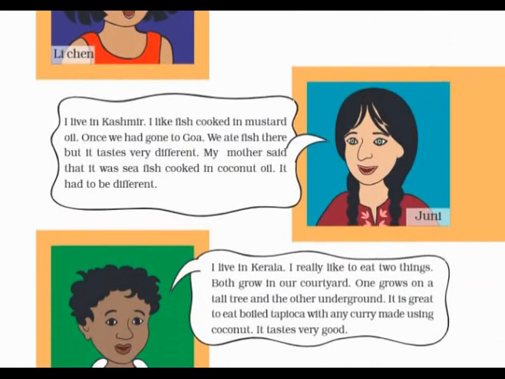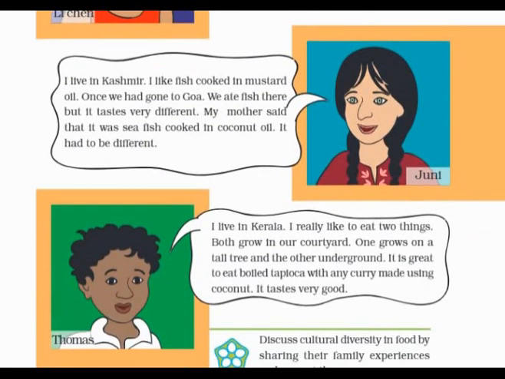Another girl is there. She belongs to Jammu and Kashmir. Her name is Juni, and she said, I live in Kashmir. I like fish cooked in mustard oil. Once we had gone to Goa, we ate fish there, but it tasted very different. My mother said that it was sea fish cooked in coconut oil. It had to be different.